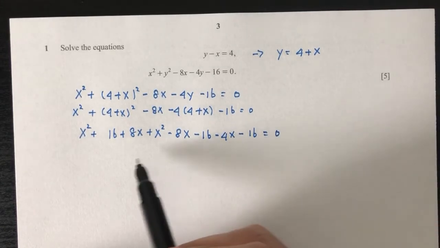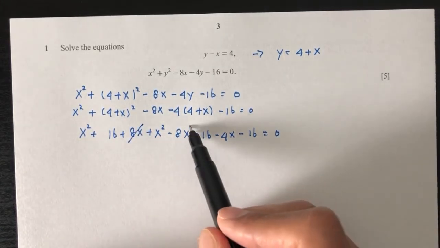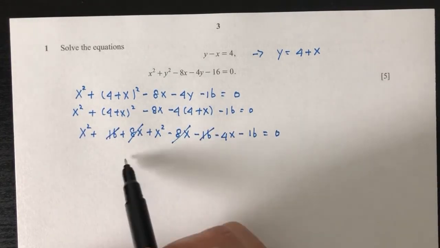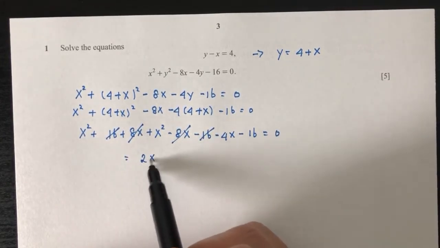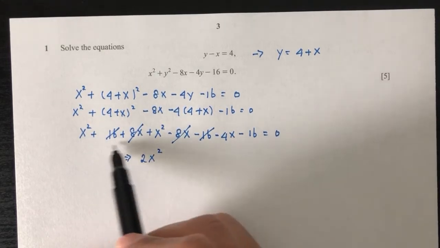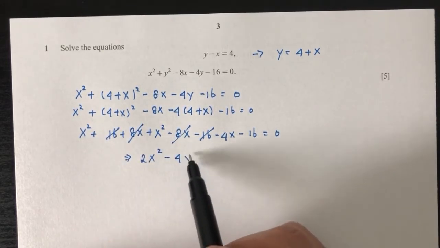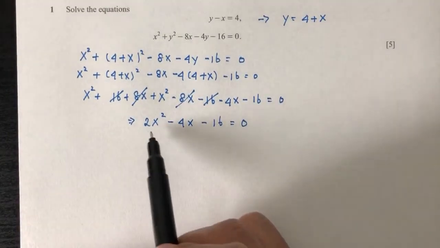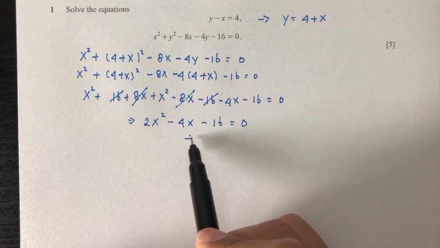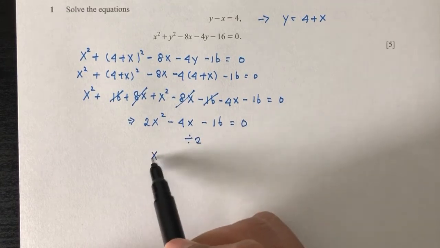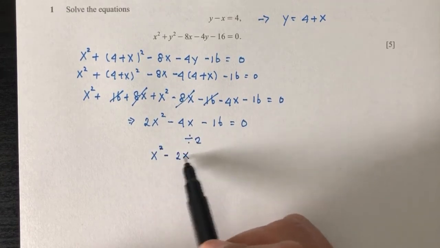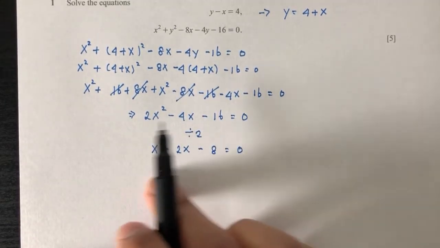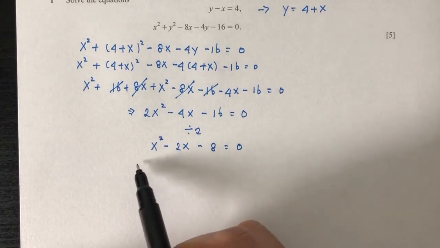So let's simplify. Here we have 8x minus 8x, and 16. So we have 2x squared, and then we have minus 4x minus 16 equal to 0. Now you observe every number here is even, so we can divide everything by 2. That will be x squared minus 2x minus 8 equal to 0. This is just a simple quadratic equation. We can factorize that pretty easily.